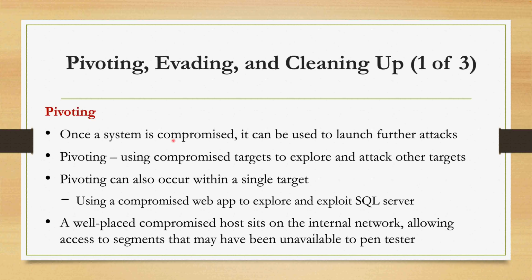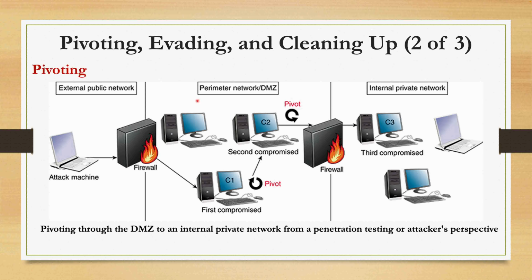So, pivoting is a critical post-exploitation technique that allows attackers to escalate their reach from a single foothold into a broader network, highlighting the need for strong network segmentation, monitoring, and detection controls. Now, let's take a look at this figure here. Try to understand the whole picture. First of all, we have the external public network.